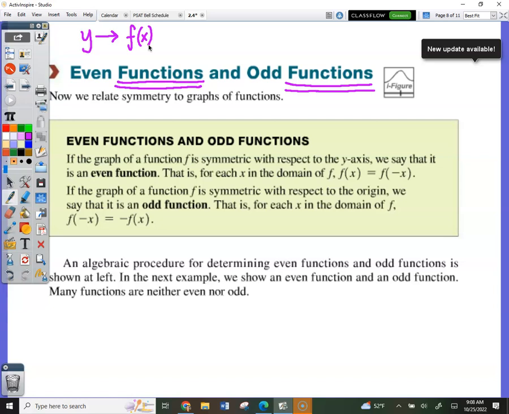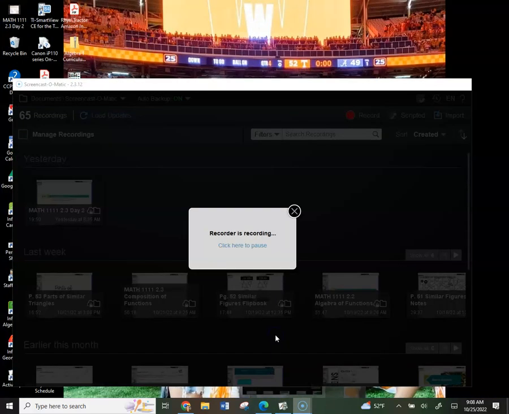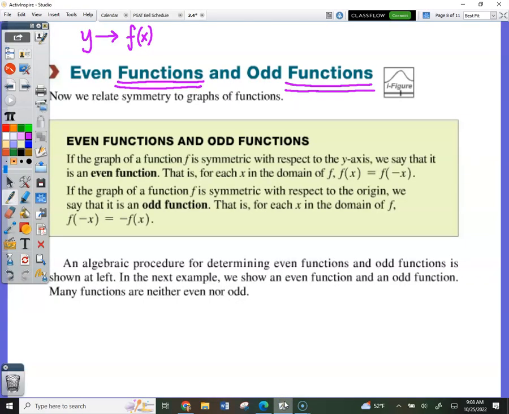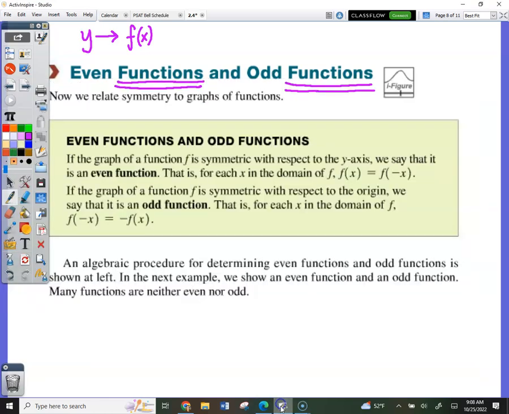It's gone. Okay, I fixed it. And I'm still recording. We're good.